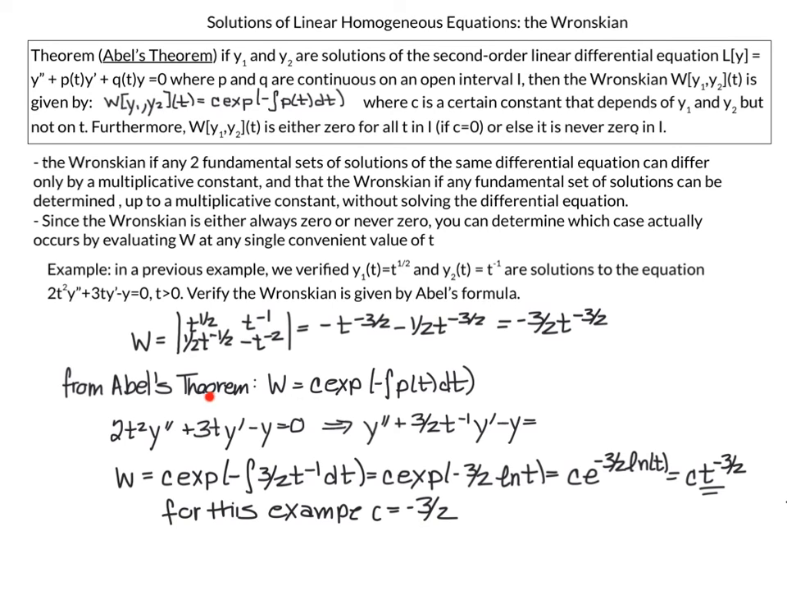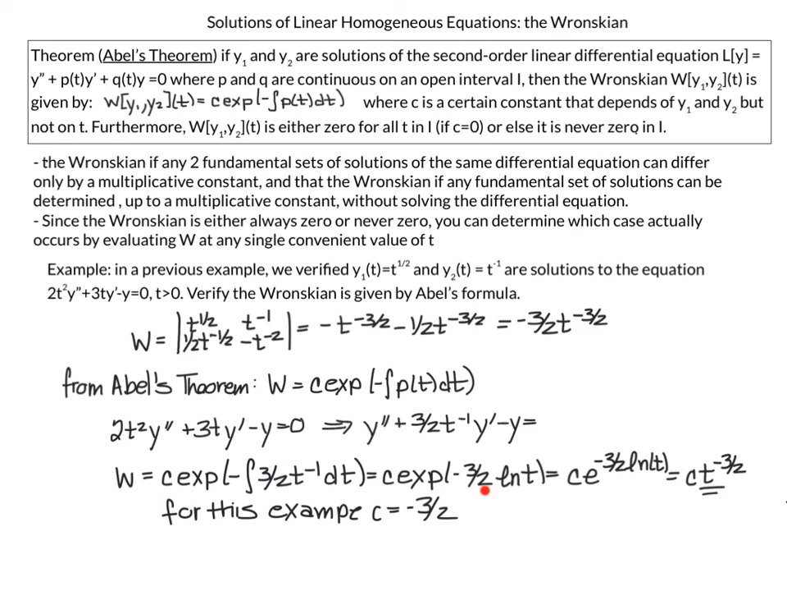From Abel's theorem, we can calculate that the Wronskian is equal to c times the exponent of negative integral of p(t) dt. So looking at this, I need to get this in the right form, so I have to divide everything by 2t squared, and I get y double prime plus 3/2 t to the minus 1 y prime minus 1/2 t to the minus 2 y equals 0. So plugging in then, what does this look like? It looks like my p(t) is equal to 3/2 t to the minus 1. So I'll plug that in, and then I'll have c times exp of the minus integral of 3/2 t to the minus 1 dt.